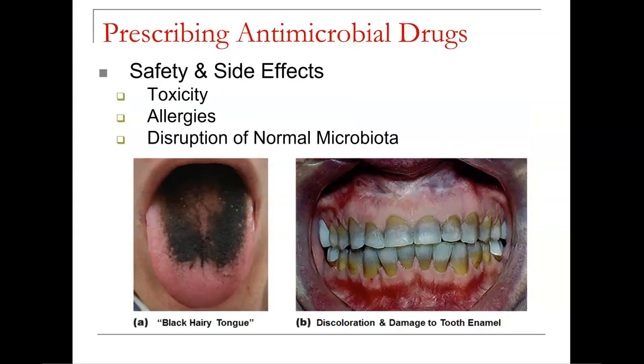Now, safety and side effects. We're going to have 3 main categories here. First, we have toxicity. That's going to be the cause of many adverse reactions that are poorly understood. So drugs may be toxic to certain organs, and consideration is going to be needed when prescribing these drugs, especially to people that might be pregnant, like pregnant women, and they could have adverse effects on the fetus.